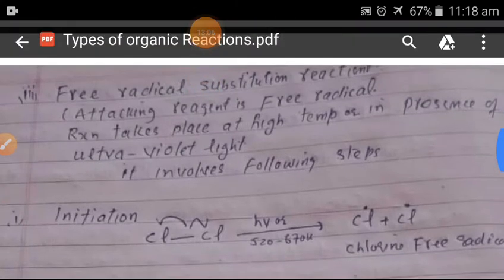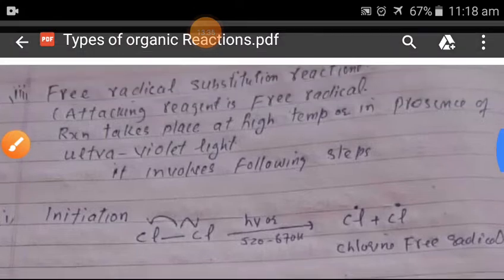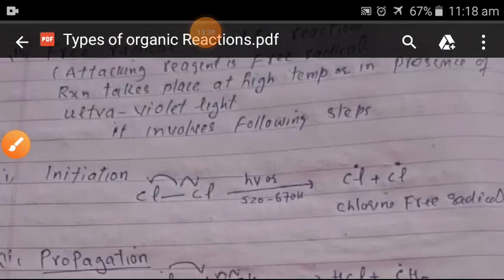We have discussed that substitution reactions are of three types, depending upon the attacking reagent, whether it is an electrophile, a nucleophile, or a free radical. When the attacking reagent is an electrophile, we say this is called an electrophilic substitution reaction. When it is a nucleophile, we say it is a nucleophilic substitution reaction. When the attacking reagent is a free radical, then we say it is called a free radical substitution reaction.